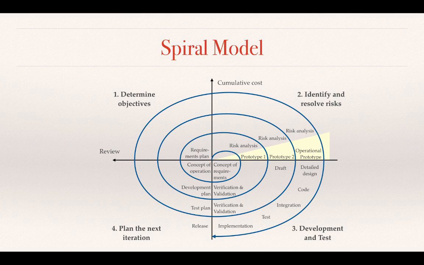Okay, back to the model. Once you've identified your risks, you can build a prototype to examine those risks in more detail. So the first iteration might be looking at the requirements. The second iteration might be looking at the development plan. And the third iteration might be looking at the test plan. All of them potentially ending in a prototype to help clarify potential problems.